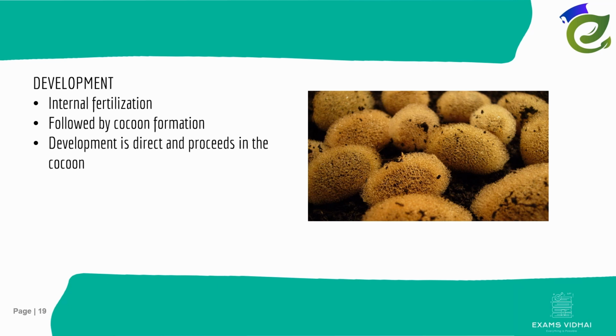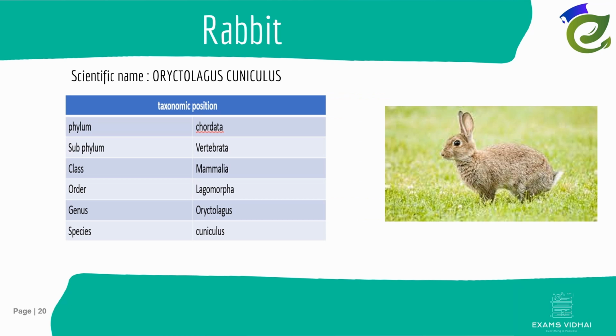Moving on, we'll be dealing with the structural organization in rabbit, which is an example of a vertebrate. The scientific name of the rabbit is Oryctolagus cuniculus. Taxonomic position: phylum Chordata, subphylum Vertebrata, class Mammalia, order Lagomorpha, genus Oryctolagus, and species cuniculus.